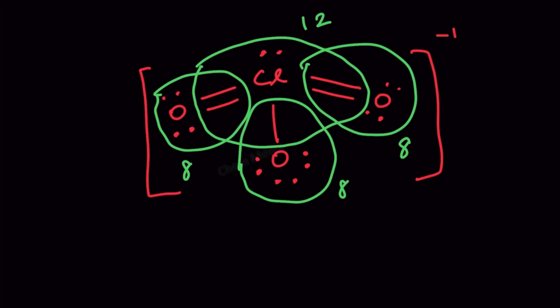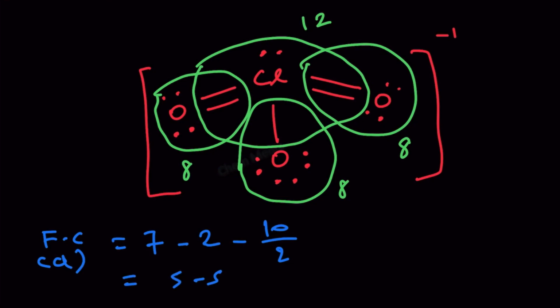Now let us calculate the formal charge for chlorine. Formal charge for chlorine atom will be equal to, we have 7 valence electrons in chlorine, minus we have 1 lone pair, therefore 2, minus we have 5 bonds, therefore 10 by 2. Therefore, this will be equal to 5 minus 5, and that is equal to 0. Therefore, the formal charge of chlorine here is 0.